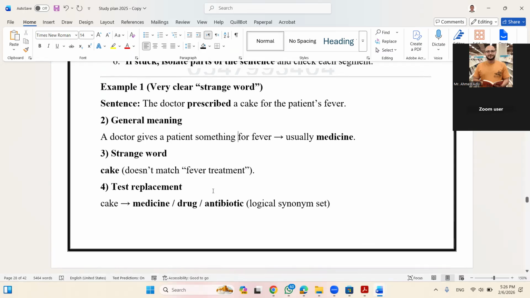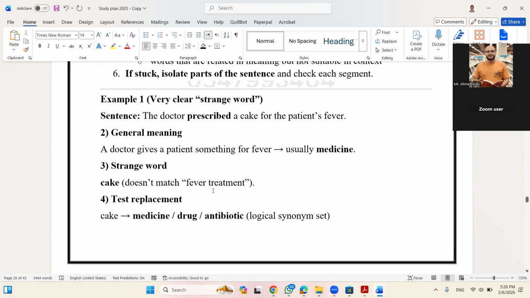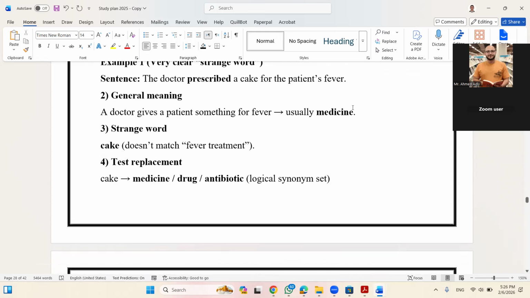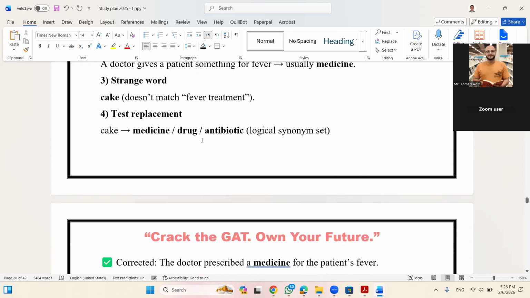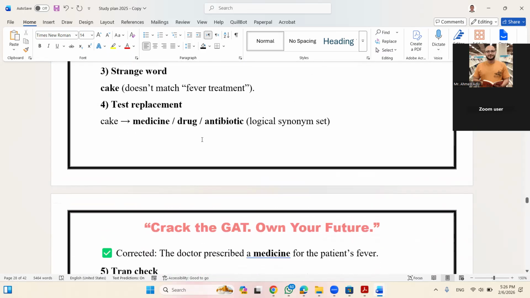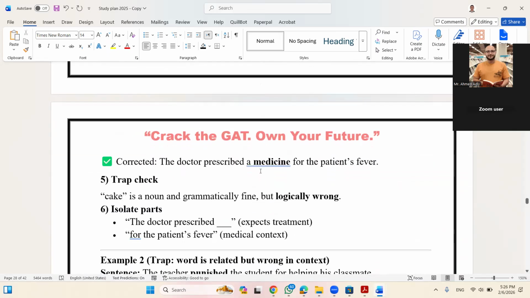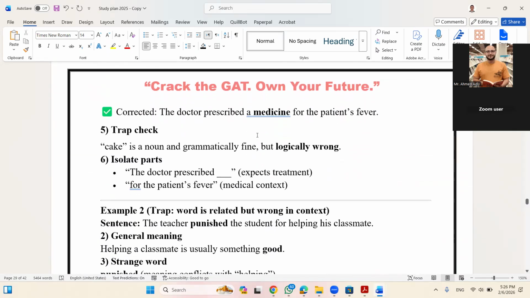Maybe it's a depression treatment. When you're depressed or something, if you eat something sweet, okay. But here, in case of a fever, it does not make sense. Can you try to replace the word cake with something else? The doctor prescribed a medicine for the patient's fever. Is it replaceable? Yeah. Good job. That's it. So the doctor prescribed a medicine, a drug, for the patient's fever.